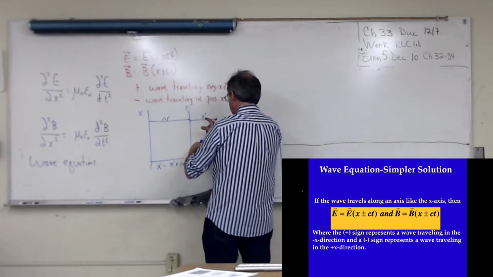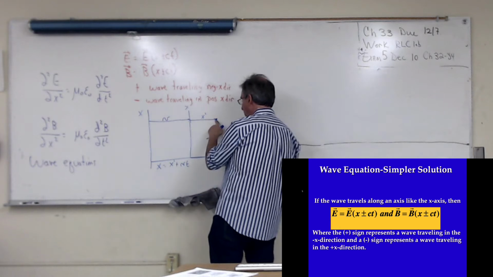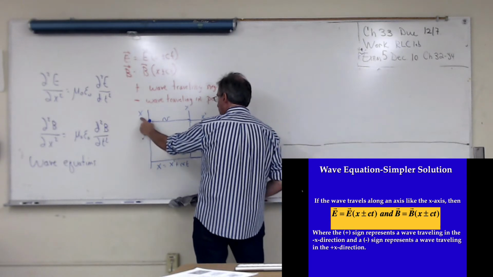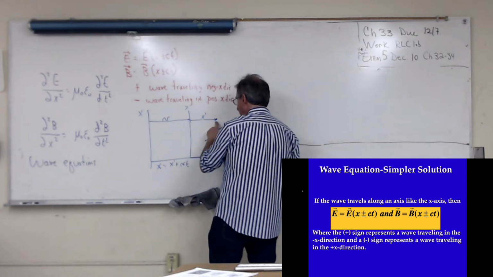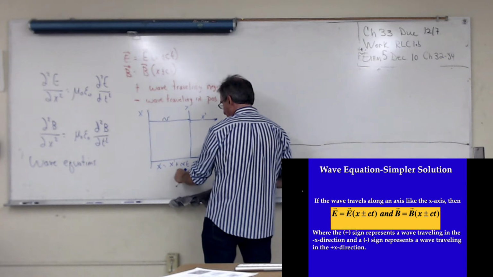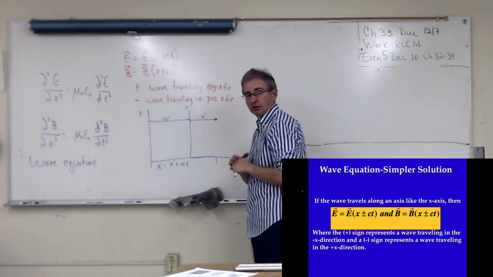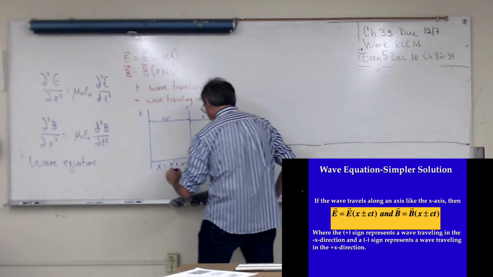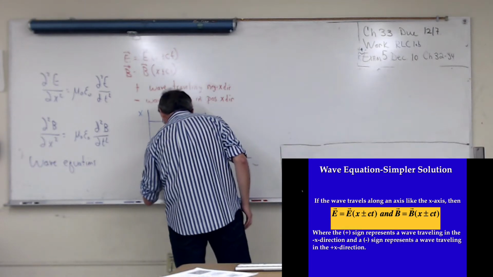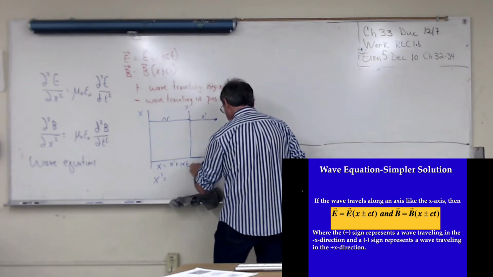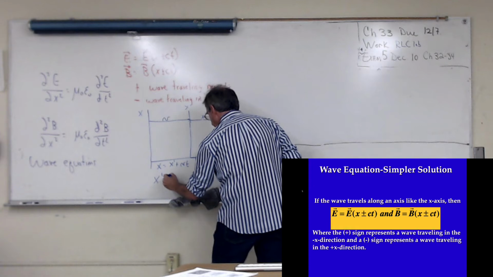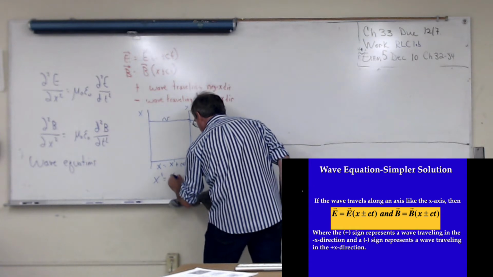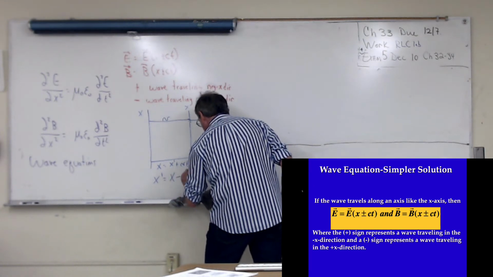According to this person, the location of this point is x prime. According to this person, this object is at a distance x prime plus vt. Isn't that true? Yeah. And then x prime is x minus vt. Isn't that true?